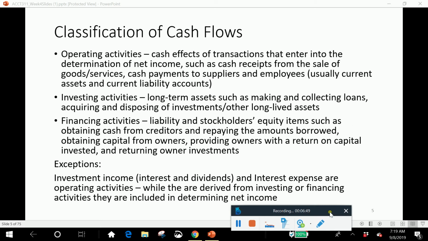There are a few exceptions, and that is that investment income, whether that be dividends or interest that you earn because you've invested in another company, and interest expense are operating activities. Even though they are derived from investing or financing activities, because they are included in the determination of net income, they are put into the operating activities section.